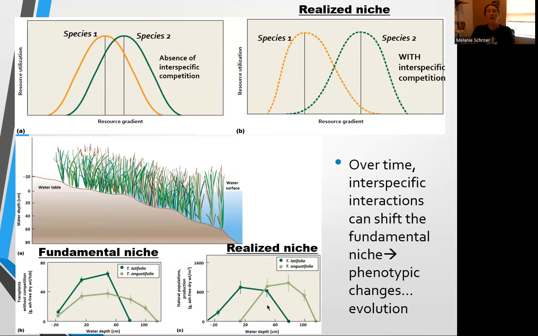And so, as you surely learned in your second semester biology class, or wherever you took your bio class, over time, these interactions can actually shift the fundamental niche through natural selection and ultimately through evolution. And so this could produce more and more distinct characteristics, and again, physiology would adapt accordingly.